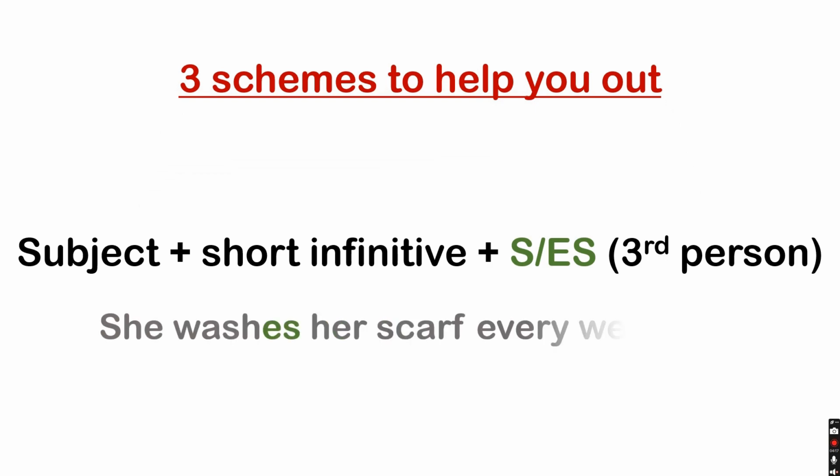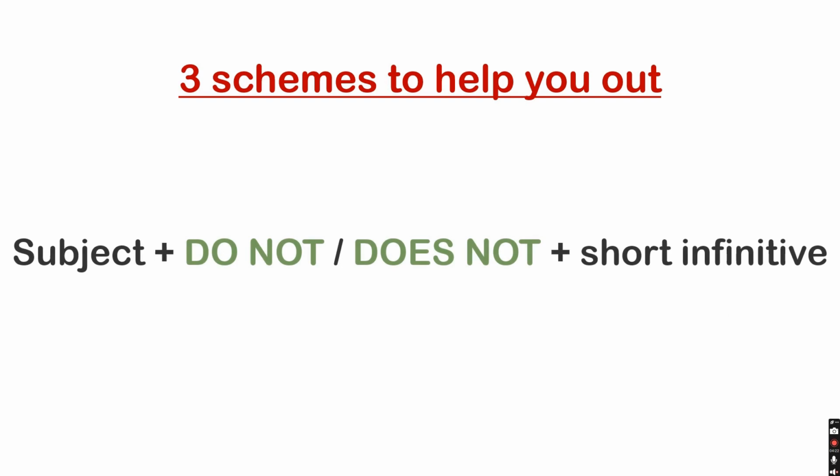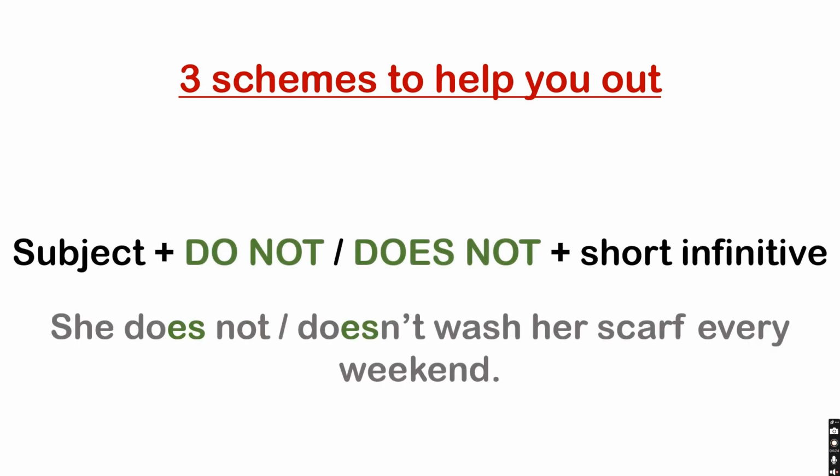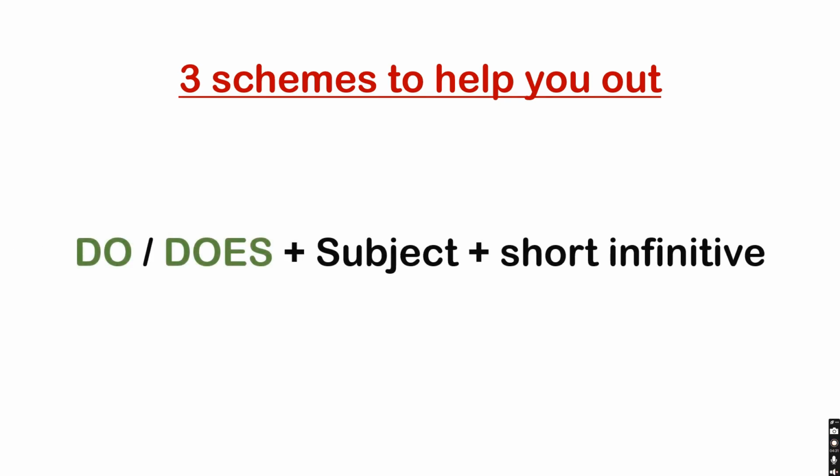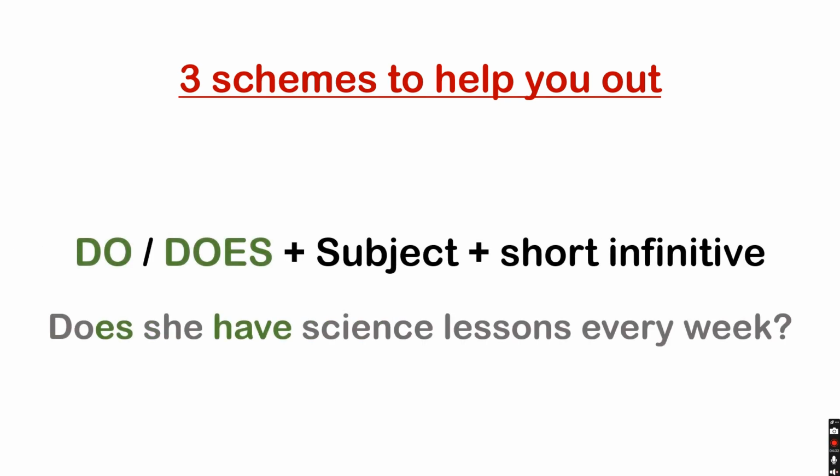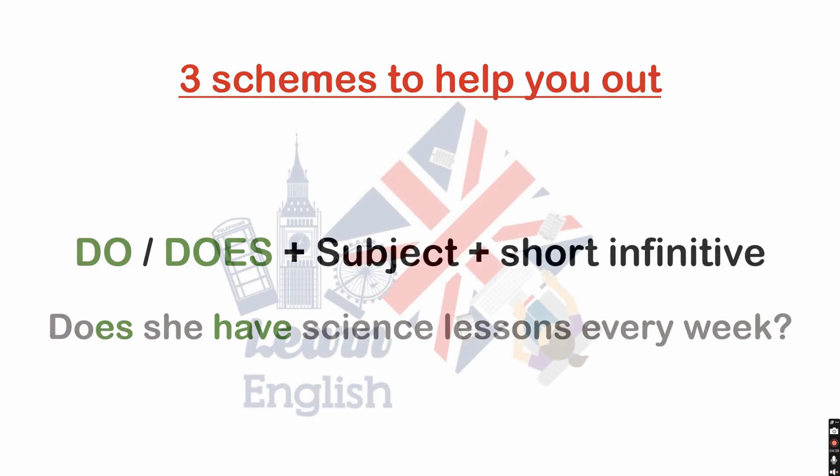Let's do a short recap. We have three schemes to help us. One for the affirmative sentences. Subject plus short infinitive plus s or es in the third person. She washes her scarf every weekend. One for negation. Subject plus do not or does not plus short infinitive. She does not or doesn't wash her scarf every weekend. And one for questions. Do or does plus subject plus short infinitive. Does she have science lessons every week?